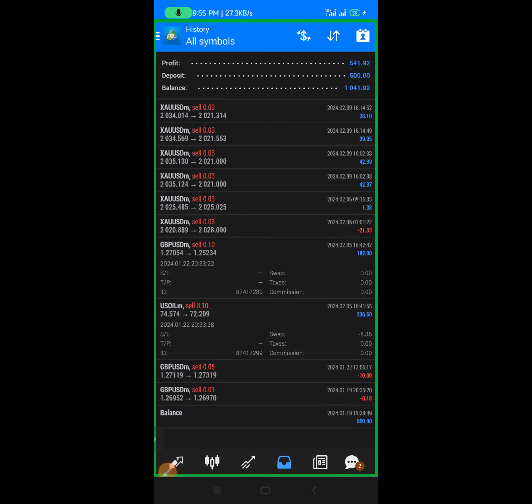Now, on this account, initially, I shouldn't be using anything above 0.05, but I used 0.1. And when using 0.1, what did I do? I only opened one position. Initially, I wanted to open two positions.